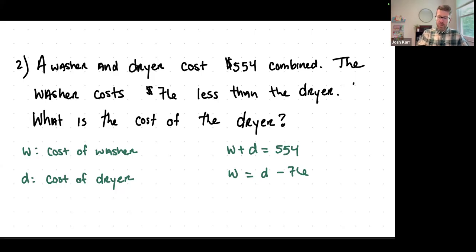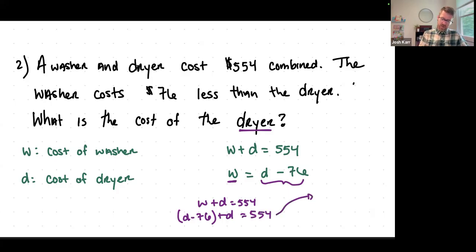Okay. Should we use substitution, elimination, or graphing with this one? Again, we're going to use substitution. We've got W solved for itself. Instead of writing a W in the other equation, we can write D minus 76. And that's going to be really nice because everything's going to be in terms of dryer, and that's what we're going to solve for. Okay. So W plus D equals 554. We're going to replace that W with D minus 76 plus D equals 554.